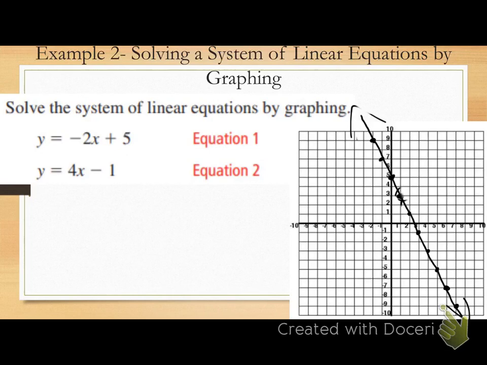Let's say my second equation was y equals negative 2x minus 3. What's my y-intercept here now? Negative 3. Slope? Negative 2 over 1. Down 2, right 1. Down 2, right 1. Up 2, left 1.